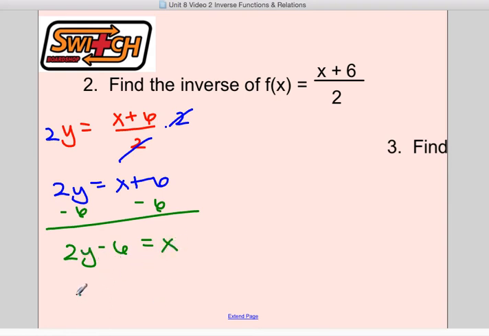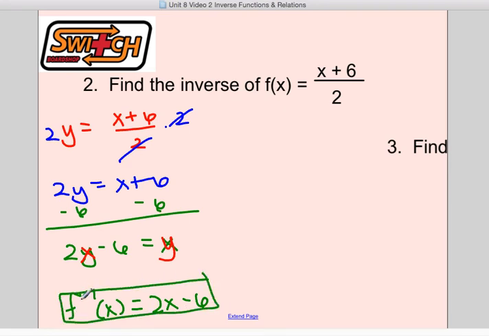Now I just put it into inverse notation. So I essentially rewrite, this is a y and this is an x now. So we have f inverse of x equals 2x minus 6. The notation's a little silly, but see how we have an x here? So it means when I write it, I rewrite it with an x.